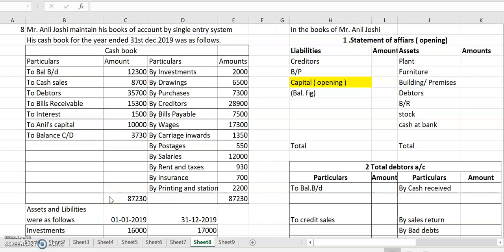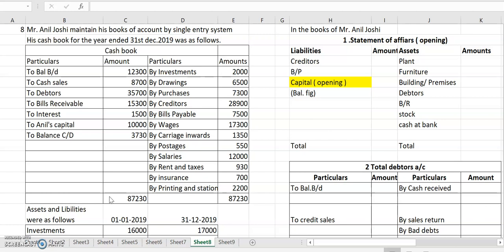Welcome student. Today we will discuss a numerical question from the single entry system. As we know, we have all discussed how to solve numericals on the single entry system in the live lecture. But now it is necessary to record some questions for your reference. So this is question 8, which will be discussed now.